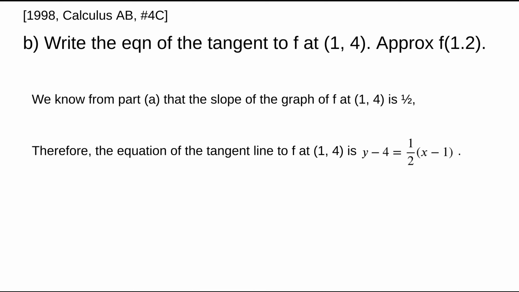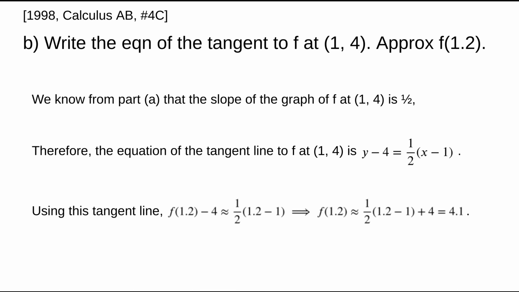Now to use that to approximate f of 1.2, we can just replace y with f of 1.2 and x with 1.2, and then evaluate everything that's not f of 1.2. So f of 1.2 minus 4 is going to be close to 1/2 of 1.2 minus 1. Simplifying that, we get f of 1.2 is approximately equal to 4.1.